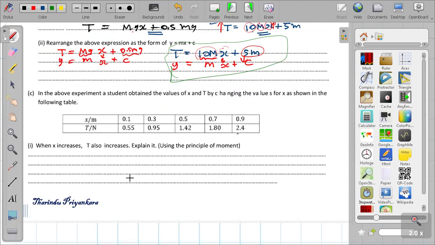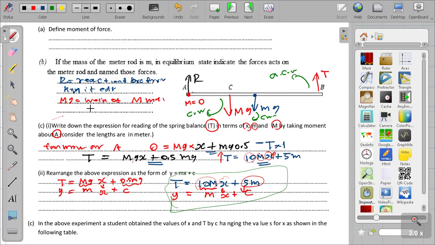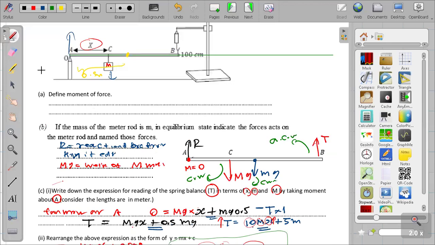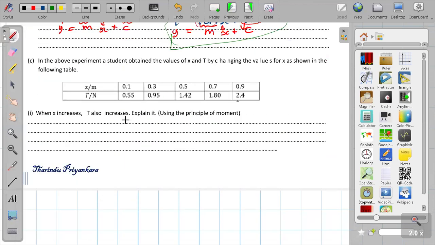In the above experiment, the student obtained values for x by changing the position. The value of x, as shown in the table: x is in meters, 0.1, 0.3, 0.5, 0.7, 0.9, and the tension keeps increasing. When x increases, T also increases. Explain using the principle of moments.